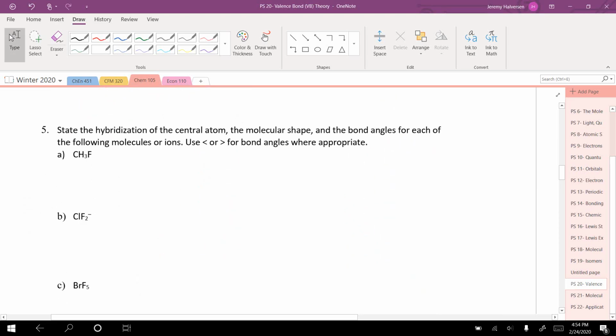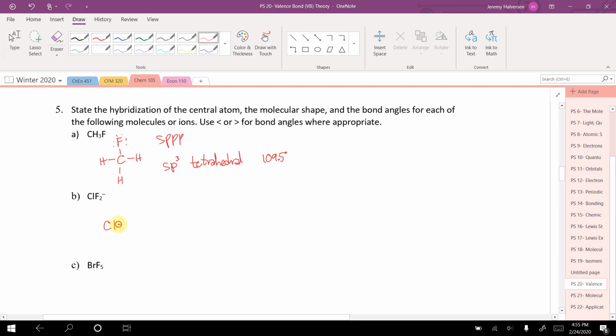All right, number 5, state the hybridization of the central atom, the molecular shape, and the bond angles for each of the following molecules or ions. And we also want to appropriately state whether bond angles are greater than or less than a specific number. So if we draw the CH3F with my lone pairs. So how do I figure out the hybridization? I just count out the steric number, 1, 2, 3, 4. So I need 4 orbitals. So sp3. That's tetrahedral, both the electron and molecular shape, and bond angles are going to be 109.5 degrees because it's tetrahedral.